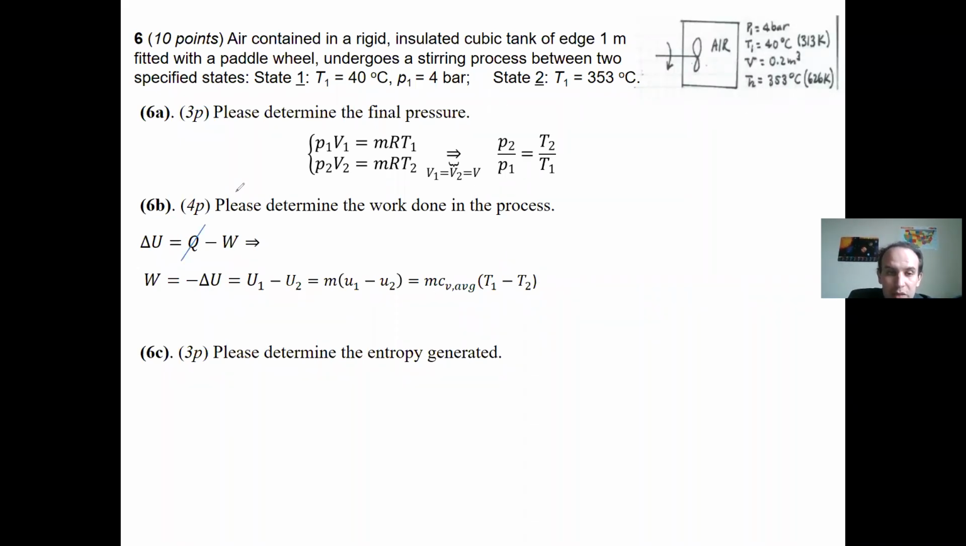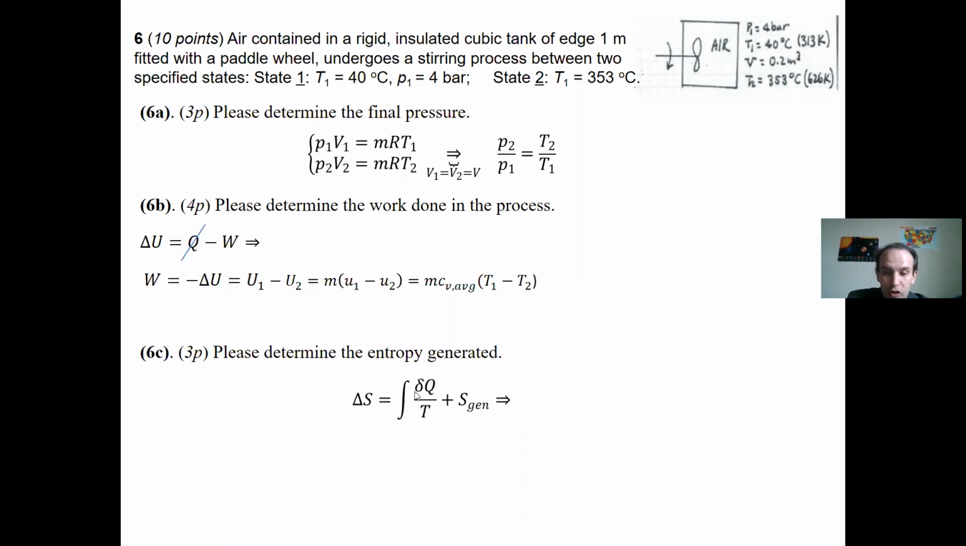So up to now, it's chapters 4 and 5, exam 2. And then there is a question about what? About entropy generation. So what are you doing here? You are writing the balance equation for entropy generation.